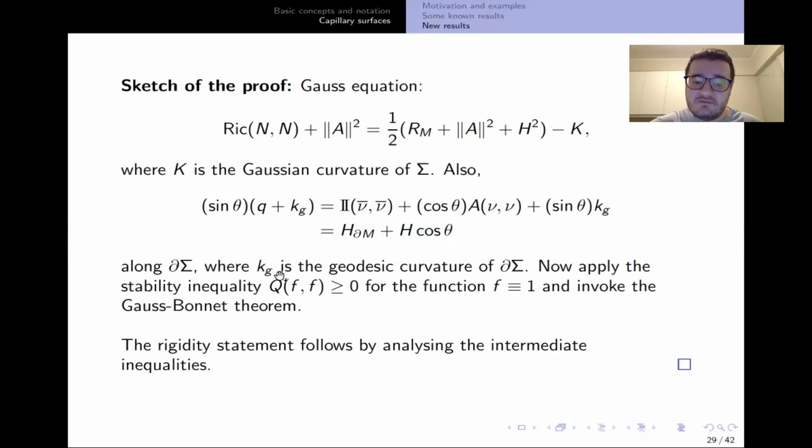So it is not a difficult theorem to prove, but it is interesting because it relates a geometrical quantity with a topological one.